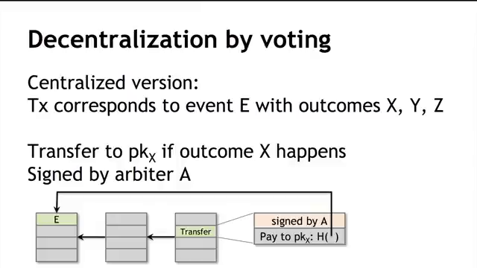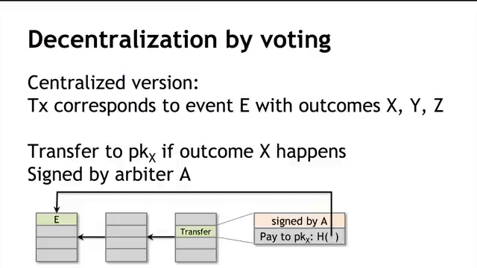And when an outcome happens, this transaction will be transferred to one of 3 different addresses corresponding to X, Y, and Z. And of course, this transaction will be signed by the arbiter A. By looking at which public key or which address the transaction was then transferred to, you can figure out which outcome happened. So this is one way of implementing a data feed.